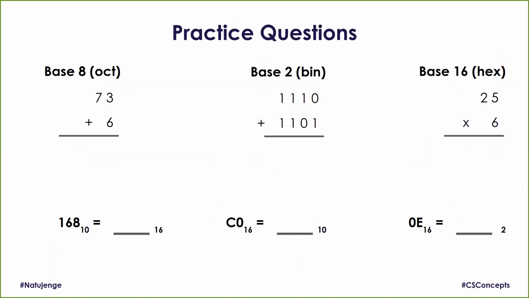Now that you've done that, allow me to give you a few practice questions. So right now you can pause the video and do your computations, and come back when you're ready. I hope you have done the computations, and I'll just show you the answers as displayed on the screen. Please note that for 25 times 6, the operation was multiplication and not addition. 168 is A8, C0 is 192, and for the last one, please note there was a complexity. We were converting from base 16 hexadecimal to binary. So it's 1101.